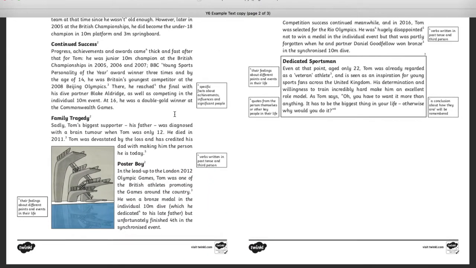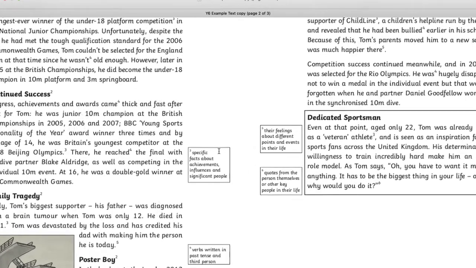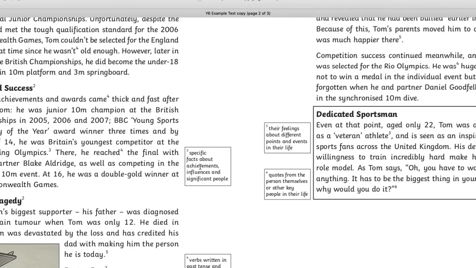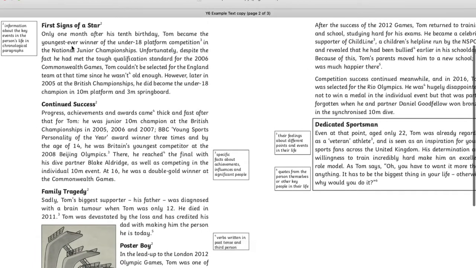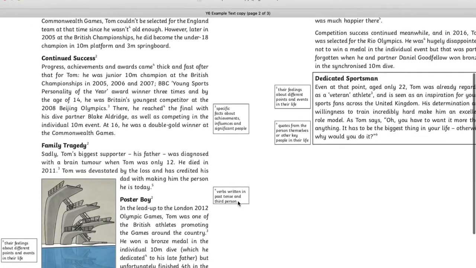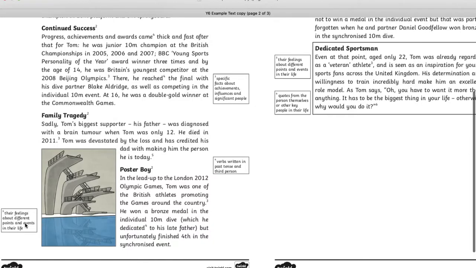Next one. Again, there are more examples here of key facts in their life, in chronological paragraphs. There are more examples about facts, people that influenced him and significant people. For example, as you can see here, he was the youngest competitor at the 2008 Beijing Olympics for Britain. Another fact, he won Sports Personality of the Year. Another fact, he was a junior 10-meter champion. Again, they're in chronological order, verbs are written in the past tense, and again, feelings about different points in their life, how they feel.